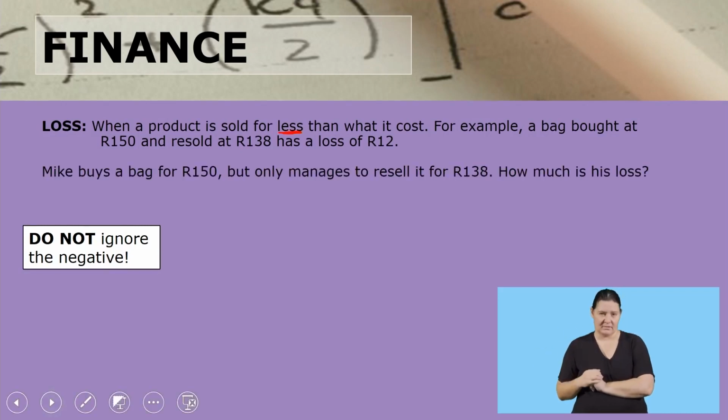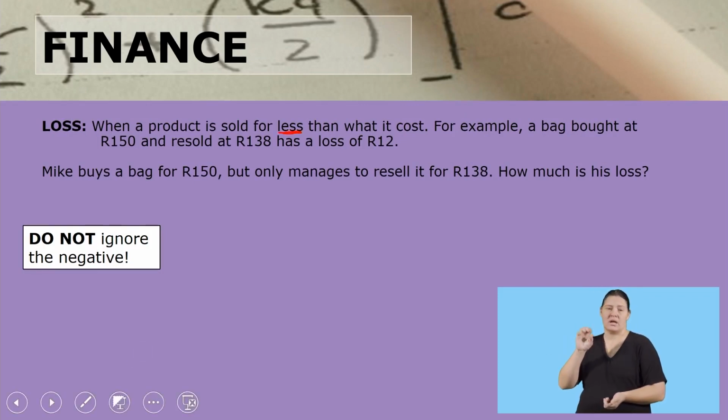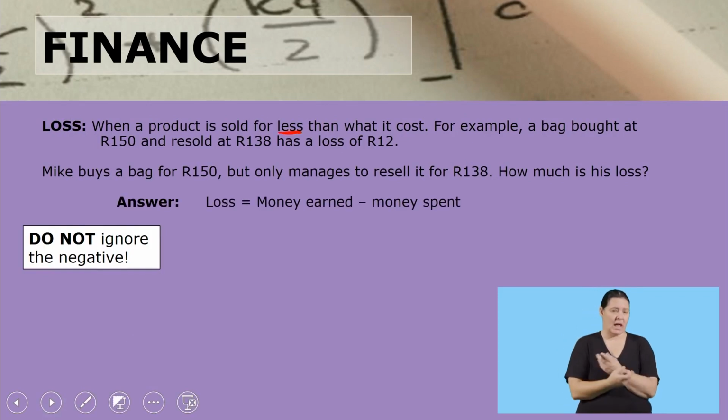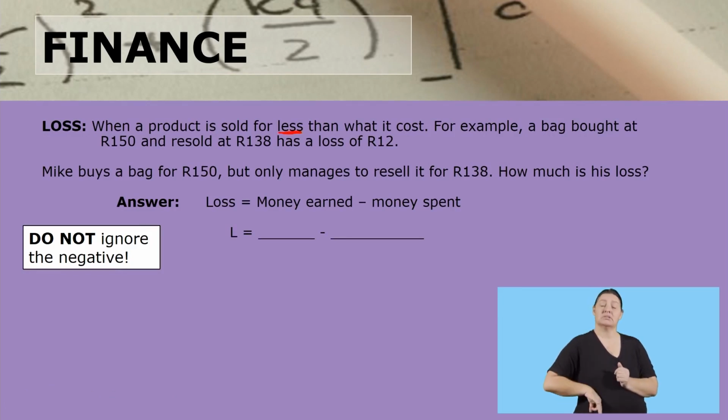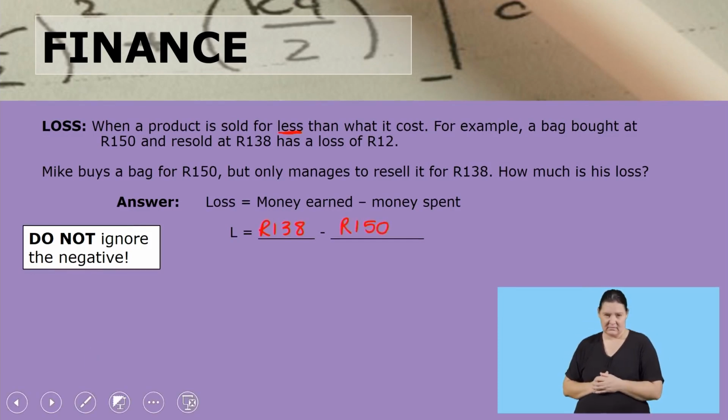So, let's see. Mike buys a bag for 150 rands, but only manages to resell it for 138 rands. How much is his loss? The answer here we are going to get by saying that the money earned minus the money spent. So what was the money earned? Mike only could get 138 rands from this bag. But how much did he spend? He spent 150 rands on this bag.